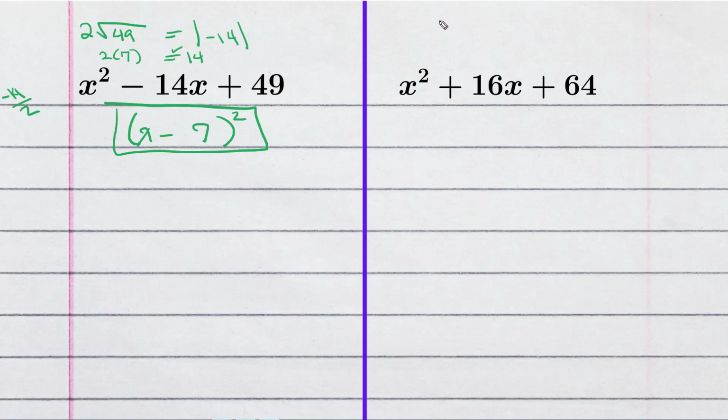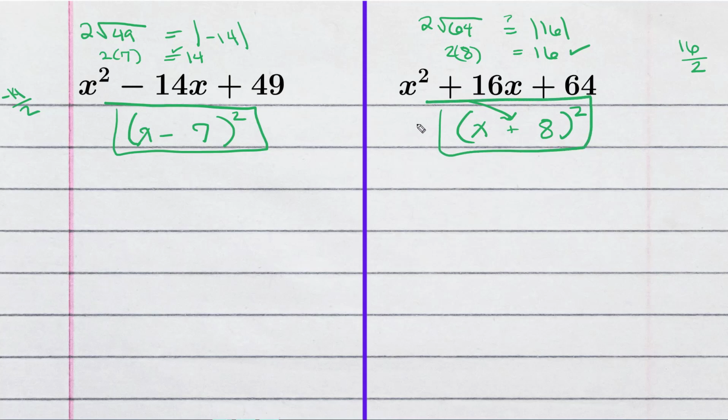Okay, let's do it one more time. We take this 2 times the square root of 64. Does that equal the absolute value of 16? So 2 times 8, does that equal 16? And that's true. So that means I can use the shortcut method to factor. So x, and then 16 divided by 2 is 8, and that middle sign. And that's the answer. So when you're just having to factor a perfect square trinomial, that's the method you're going to use each time.